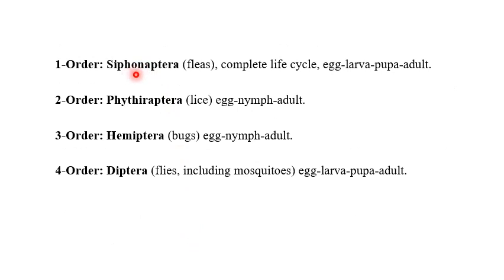Order Siphonaptera, like fleas, has a complete life cycle: egg, larva, pupa, adult. Order Phthiraptera, like lice: egg, nymph, adult. Order Hemiptera, like bugs: egg, nymph, adult. Order Diptera, like flies, including mosquitoes: egg, larva, pupa, and adult.